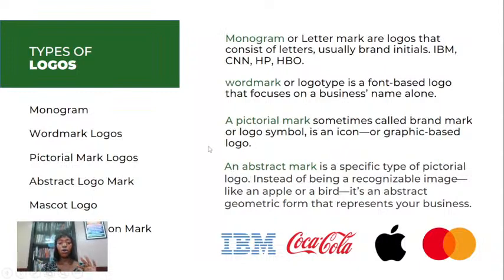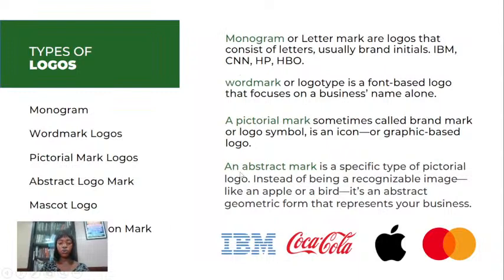So it's just wordmark. And then the third one we have here is a pictorial mark, sometimes called a brand mark or logo symbol. It's an icon or graphics-based logo. Pictorial logos are logos you see and then you already have an image of what you're looking at in your head. An example of that is the Apple logo. With the name itself, Apple, what you're already seeing is something that looks like an apple with a bite out of it.